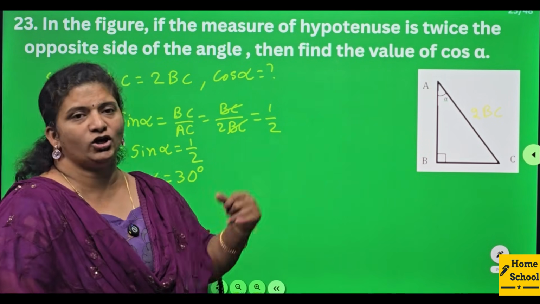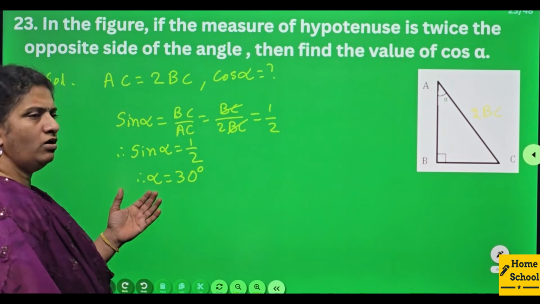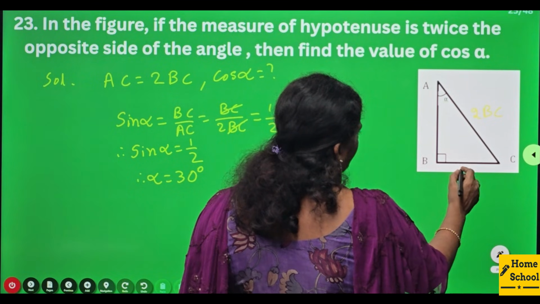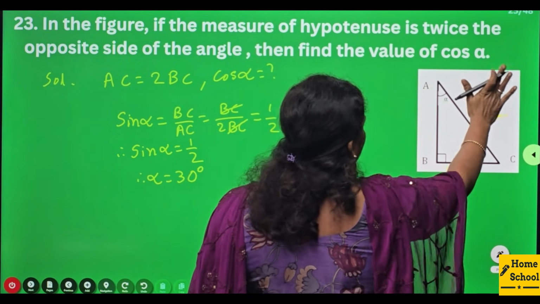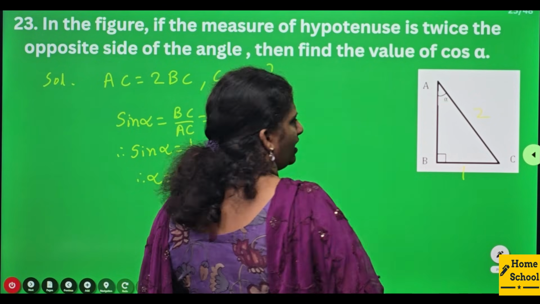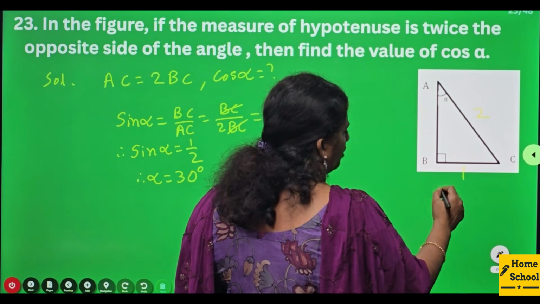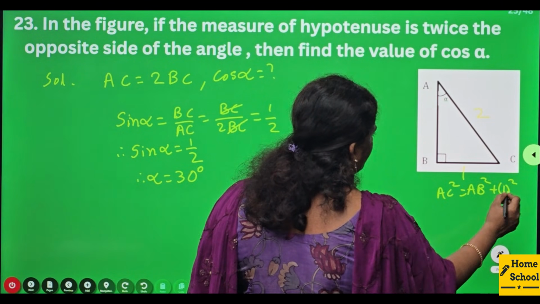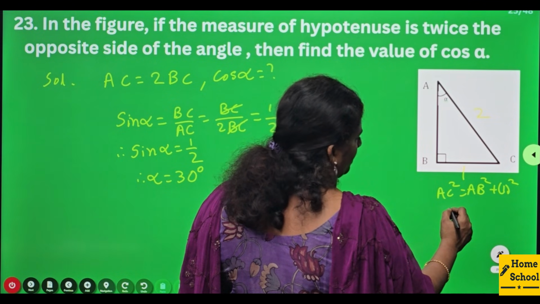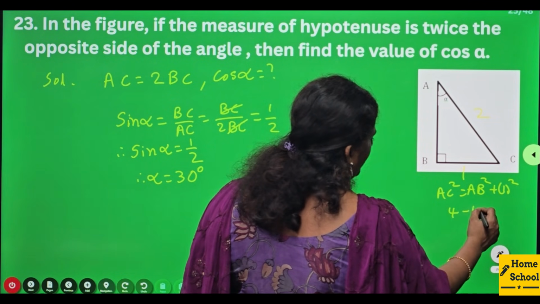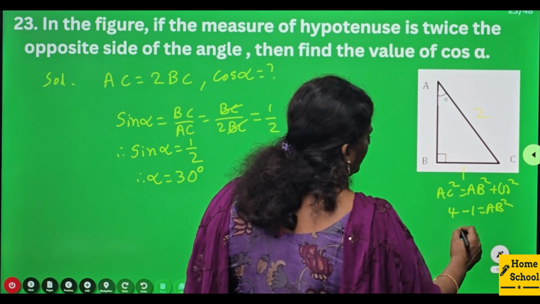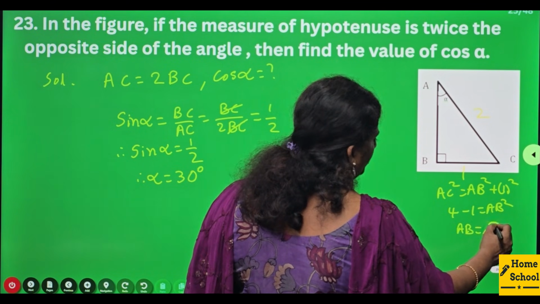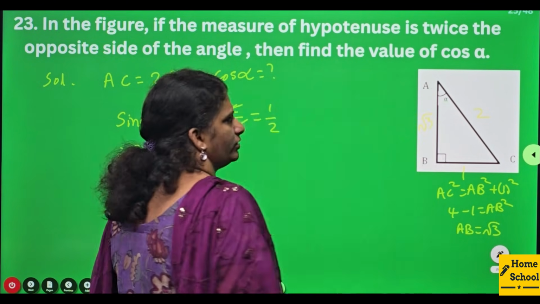Now what we need to find? Cos alpha. So alpha 30 degree we got, right? Sin alpha is 1 by 2 means opposite 1, hypotenuse let me take it as 2. Now what about the other side? By applying Pythagoras, AC square is equal to AB square plus 1 square. That is, the AC value is 2 square. 2 square is 4. 4 minus 1 is equal to AB square. AB is equal to the root of 4 minus 1, that is 3. If you remove the square, AB value is root 3.